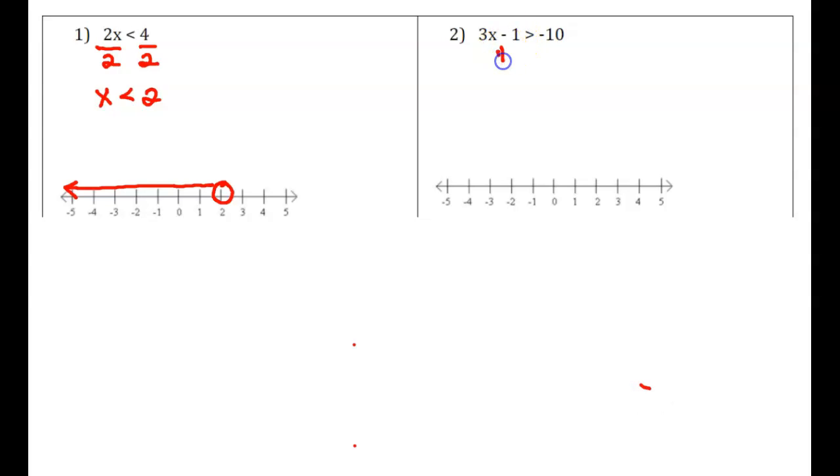If we did number 2, we're going to add 1 to both sides. Then we get 3x is greater than negative 9. We're going to divide both sides by a positive 3, so we're not going to worry about flipping the sign.